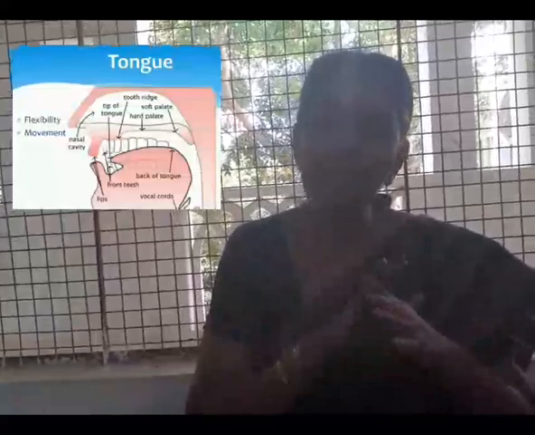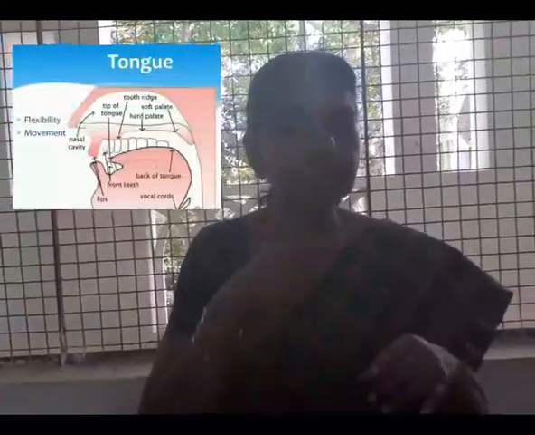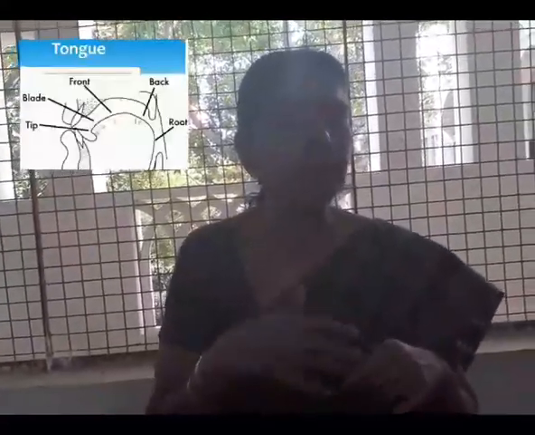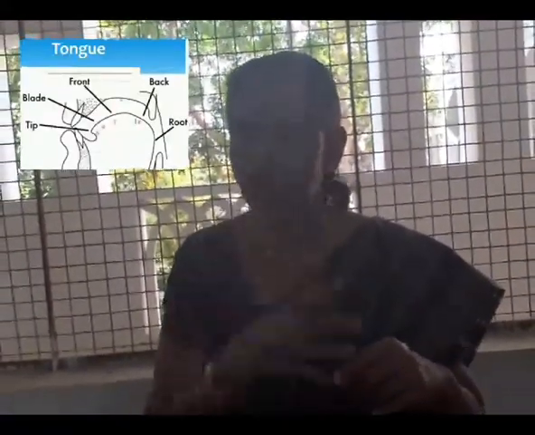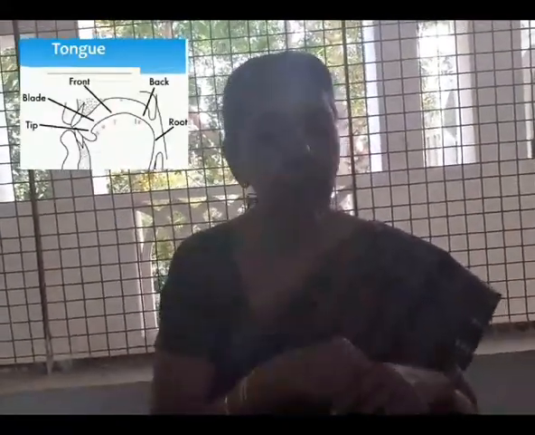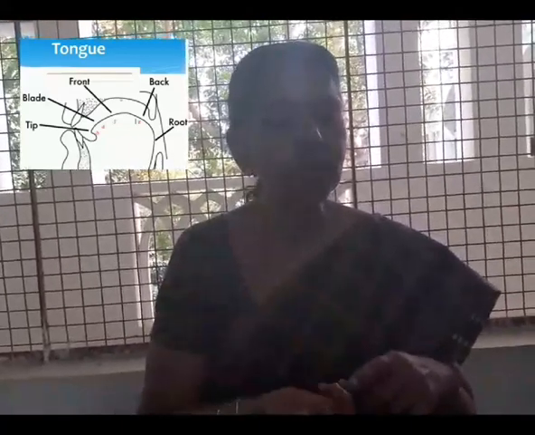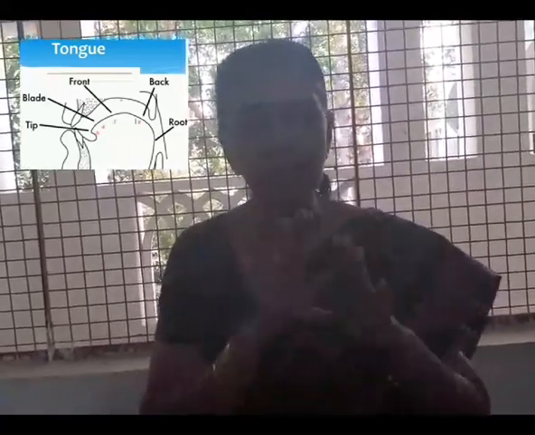The tongue is a very important organ. It is divided into 5 parts: the tip of the tongue, the blade of the tongue, the front portion of the tongue, the center portion of the tongue and the back portion of the tongue. These are the 5 parts. The next organ is the lips. The lips play an important role in the production of sounds. They are very helpful in producing the vowel sounds and the consonant sounds.